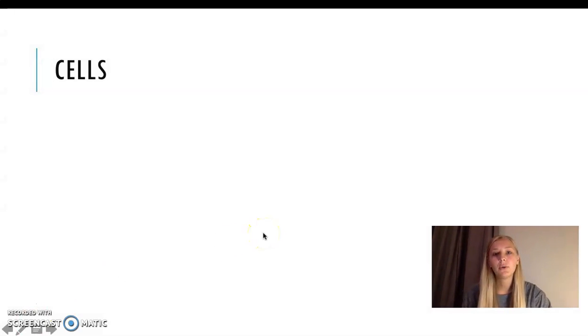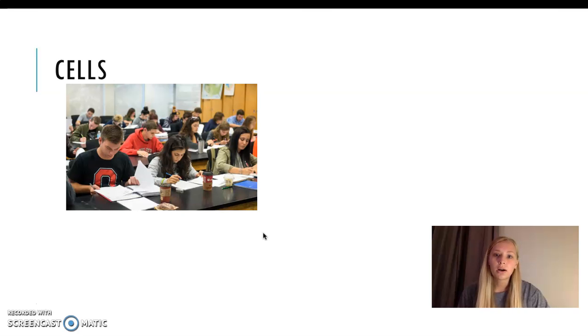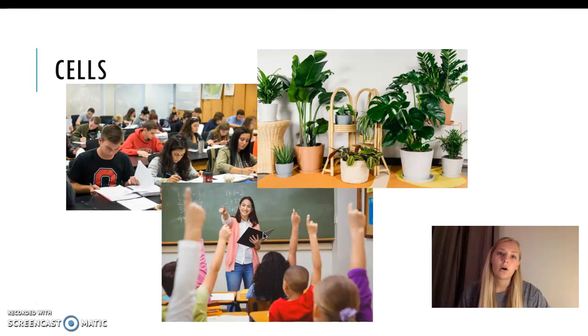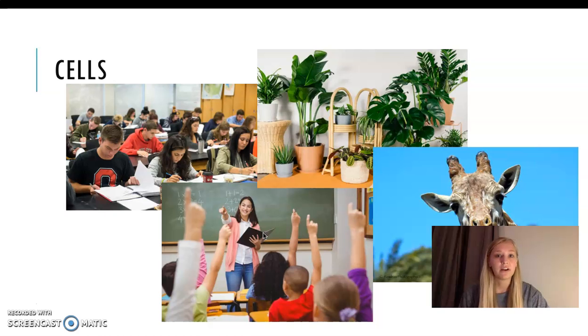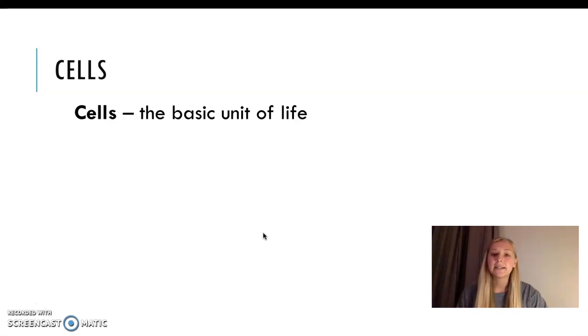So cells. Who is made of cells? Well, all living things are. That means that you are, I am, all the plants are, as well as our favorite animals. And cells are super important for life because they are the basic unit of life. So that means that anything that is living is made of cells, and cells can be the smallest unit of something that is alive. But they are super small.